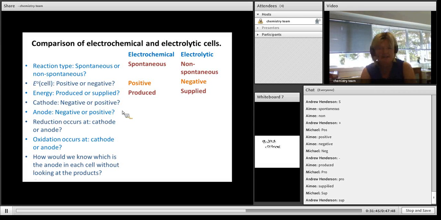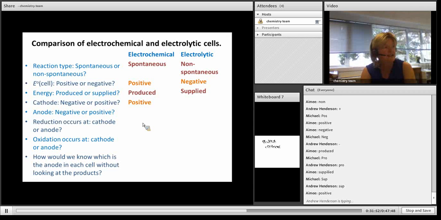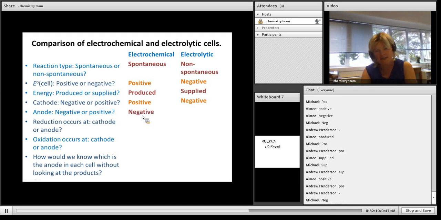The cathode, is it negative or positive in the electrochemical? It's positive, okay? And it's negative in the electrolytic. So remember that negative cat became very fat, consuming cations for tea. Okay, the anode, is it positive or negative in the electrochemical? It's negative, and in the electrolytic, it is positive, correct.